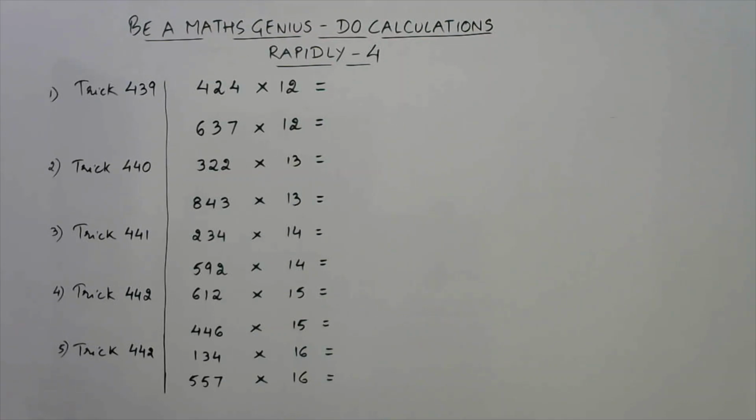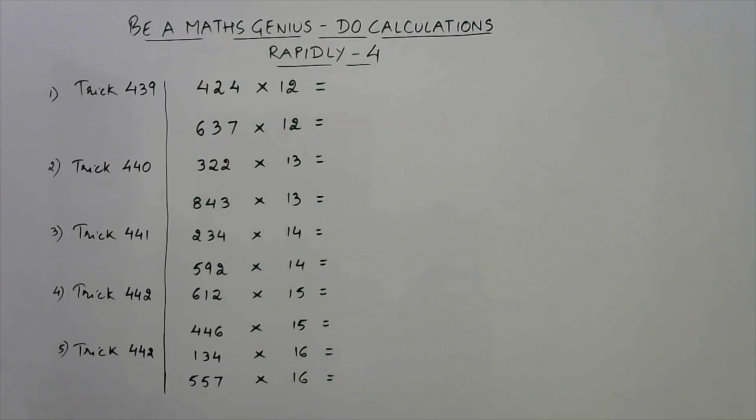into many other different methods of multiplication. Now let's see trick number 439. I told you a method through which you will be able to multiply numbers by 12 within no time.